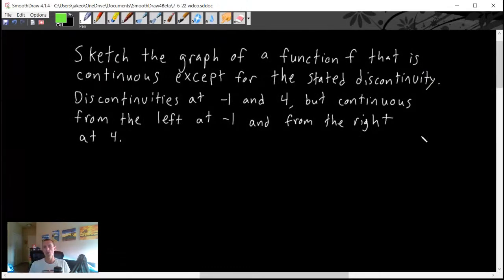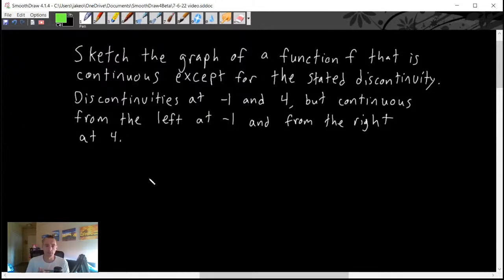So the problem we have is to sketch the graph of a function f that is continuous except for the stated discontinuity. In this case, the discontinuities stated are at -1 and 4, but continuous from the left at -1 and from the right at 4. So what we have to do is sort through the information we're given here.